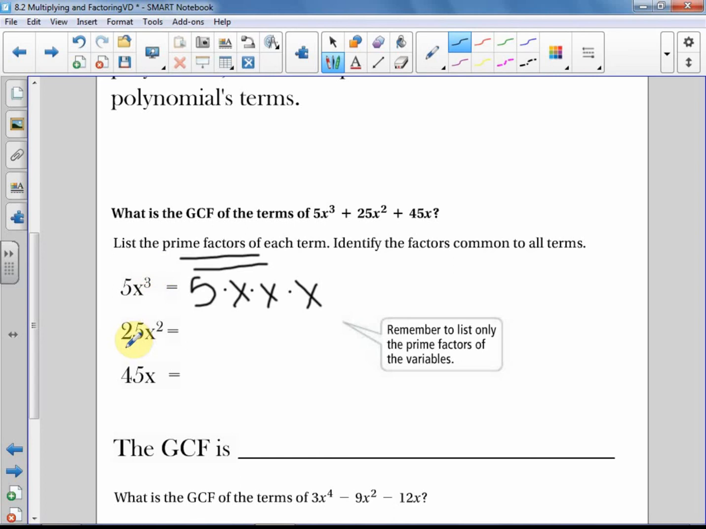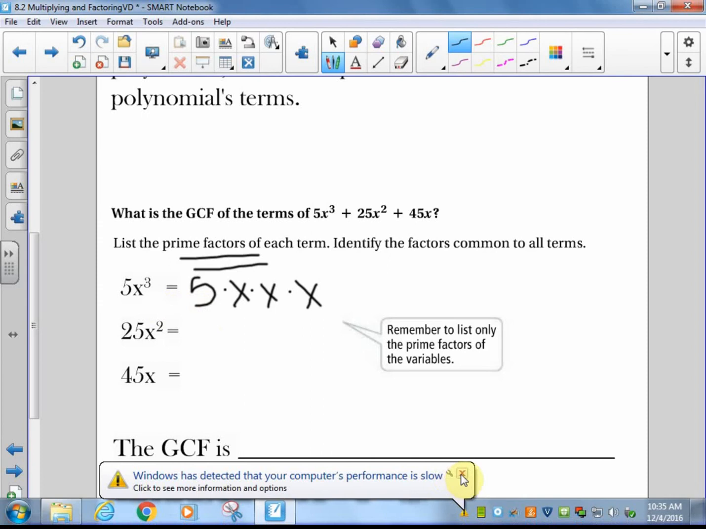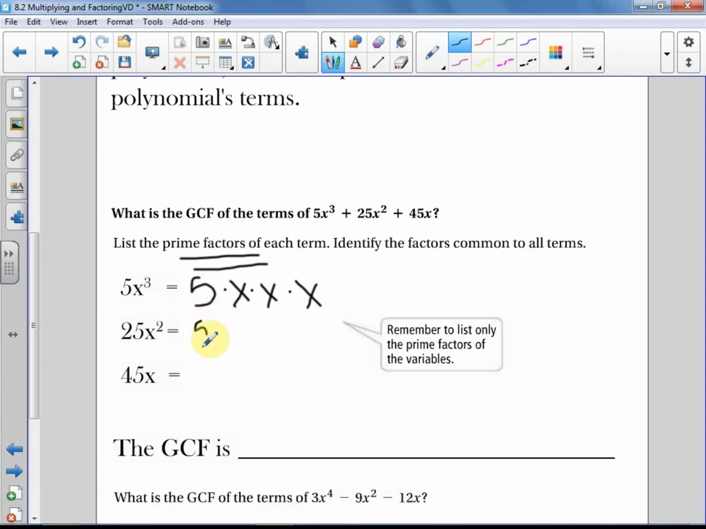Next, I need to list the prime factors of 25x squared. So 25 is not a prime number, it is composite. So the prime numbers that multiply together to give me 25 are 5 times 5. And then I have 2 x's.